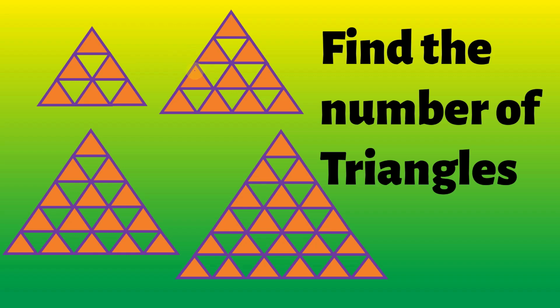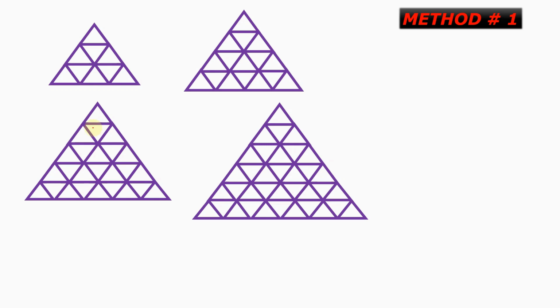In this video, we will learn how to find the number of triangles for these diagrams. There are three methods by which this question can be solved, and let us get started with method number one. In these triangles we have to count the number of triangles in the bases. So this is 1, 2, 3, and there are three triangles in the base.